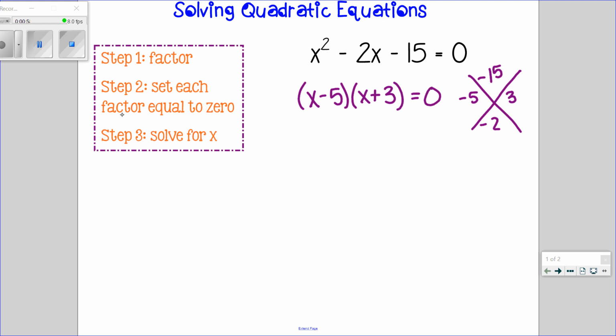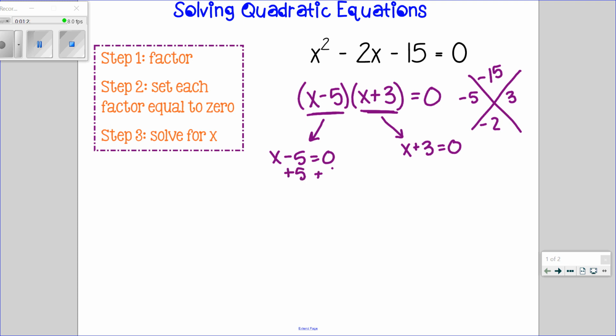Step number 2 is you're going to set each factor equal to 0. So both of our parentheses, those are our factors. So we're going to set the left one equal to 0, so x minus 5 equal to 0, and the other one, x plus 3 equal to 0. And then step 3 is we just solve for x. So we have two different equations now, and we're just going to solve them both to get x by itself.